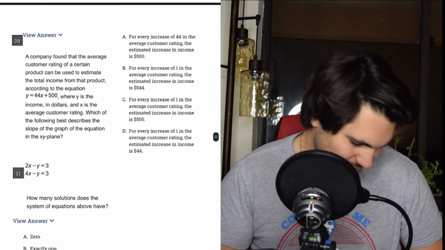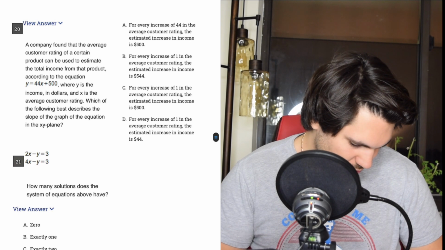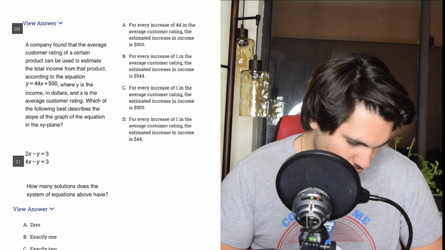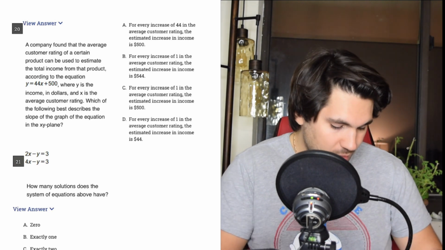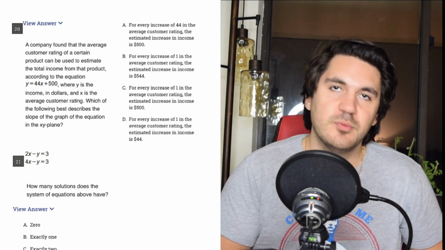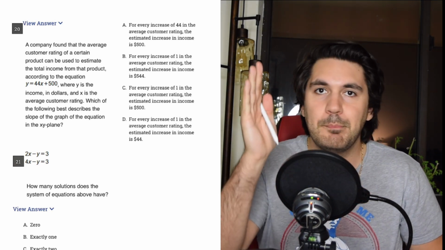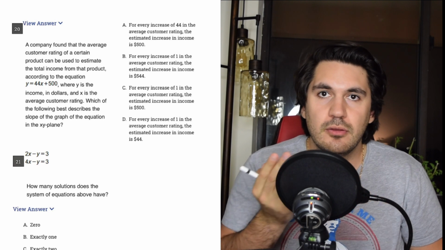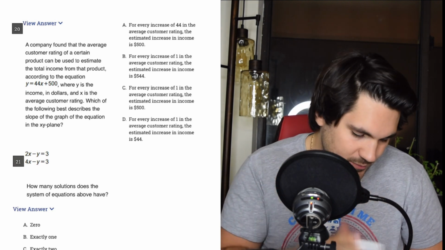Number 20. Let's see. Okay. A company found a bunch of information. Which of the following best describes the slope of the graph in the xy plane? So slope is always when x increases by 1, the y value goes up by whatever the value of the slope is, whatever is the coefficient of the x.